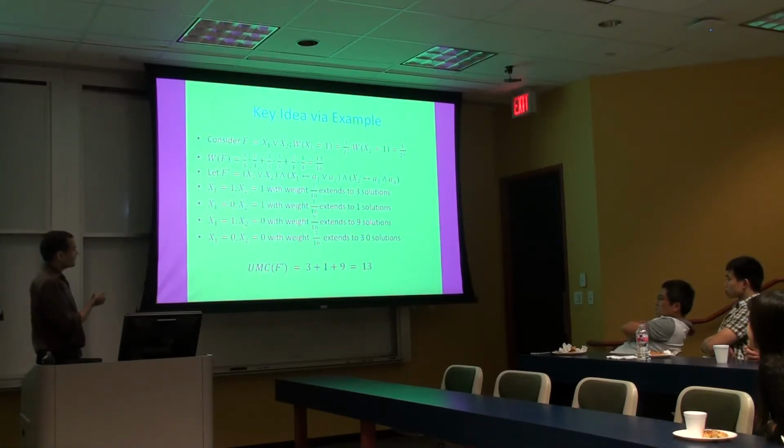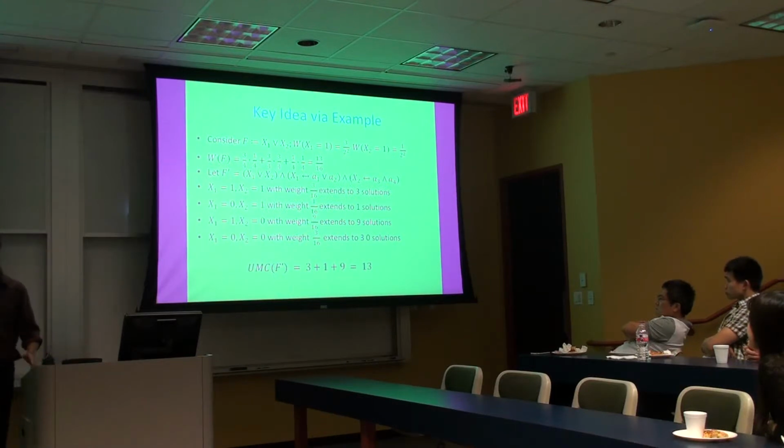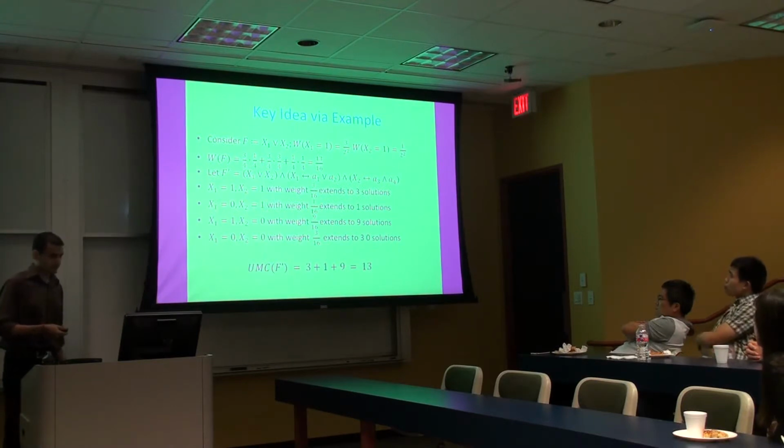So let's also try to find something else. What is the unweighted model count of f prime? It is actually 3 plus 1 plus 9. And that's number 13. Lucky or unlucky depends on your affiliation.